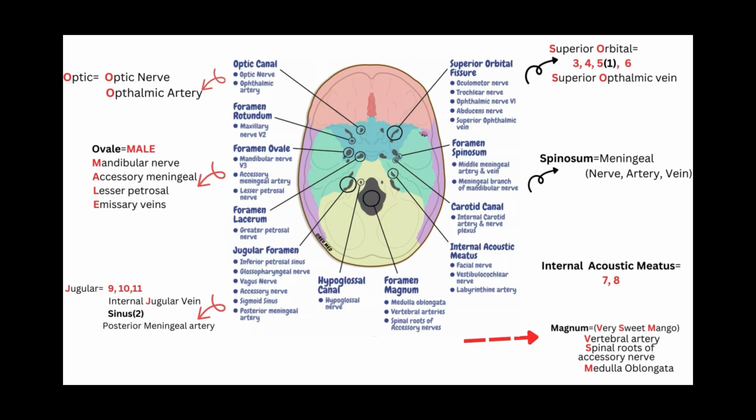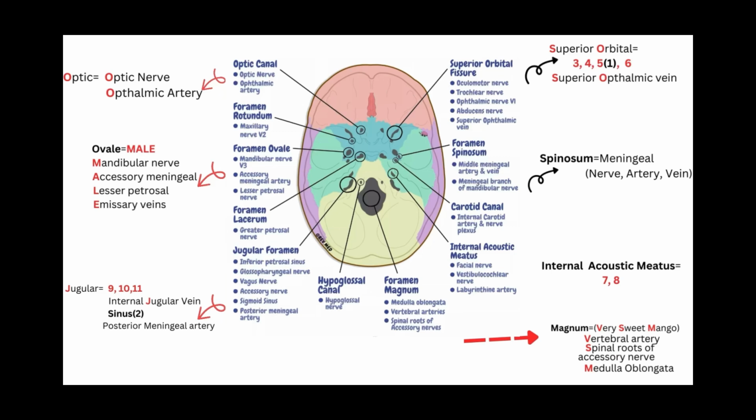So foramen ovale. And yes, one more important thing here is that from foramen ovale it is the mandibular nerve, and from foramen rotundum it is the maxillary nerve. That is the second division of the trigeminal nerve. Now, the third one is the jugular foramen.